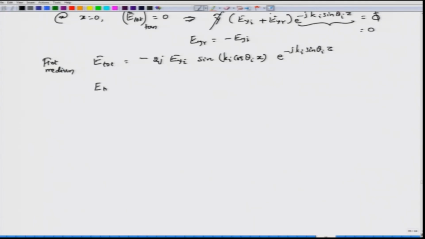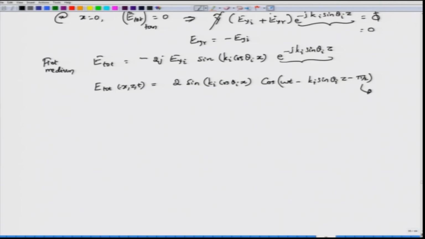If you were to write down the electric field as a function of z, I mean the coordinates as well as time, what you get is 2 sin(k_i cos θ_i x). There is no change with this one, but when you multiply it by e^(jωt) and then take the real part of it, what you get is cos(ωt − k_i sin θ_i z − π/2). So, forget about that initial phase π/2, that is not really important.